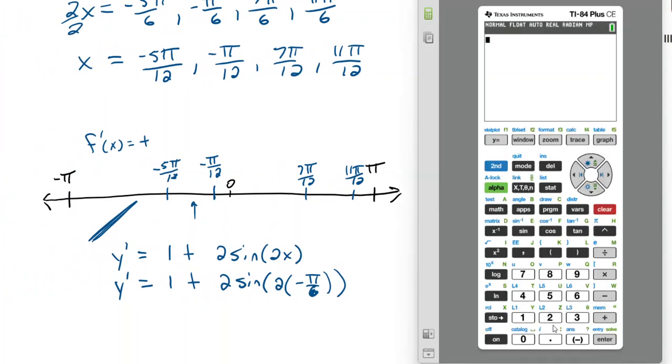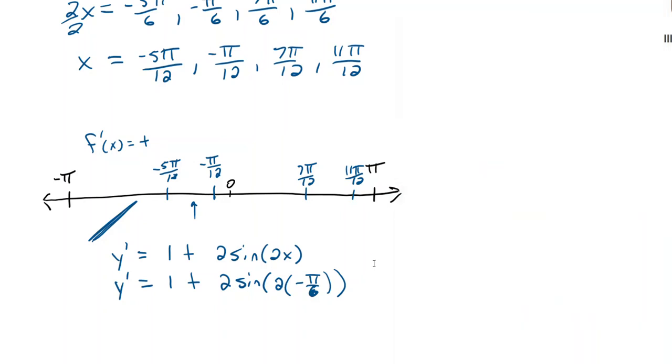Okay, so if we do that, we get 1 plus 2 sine of 2 times negative pi over 6. And we get a negative number. That's all we really needed to know. So that means that we are decreasing in this region, because f prime of x is negative.